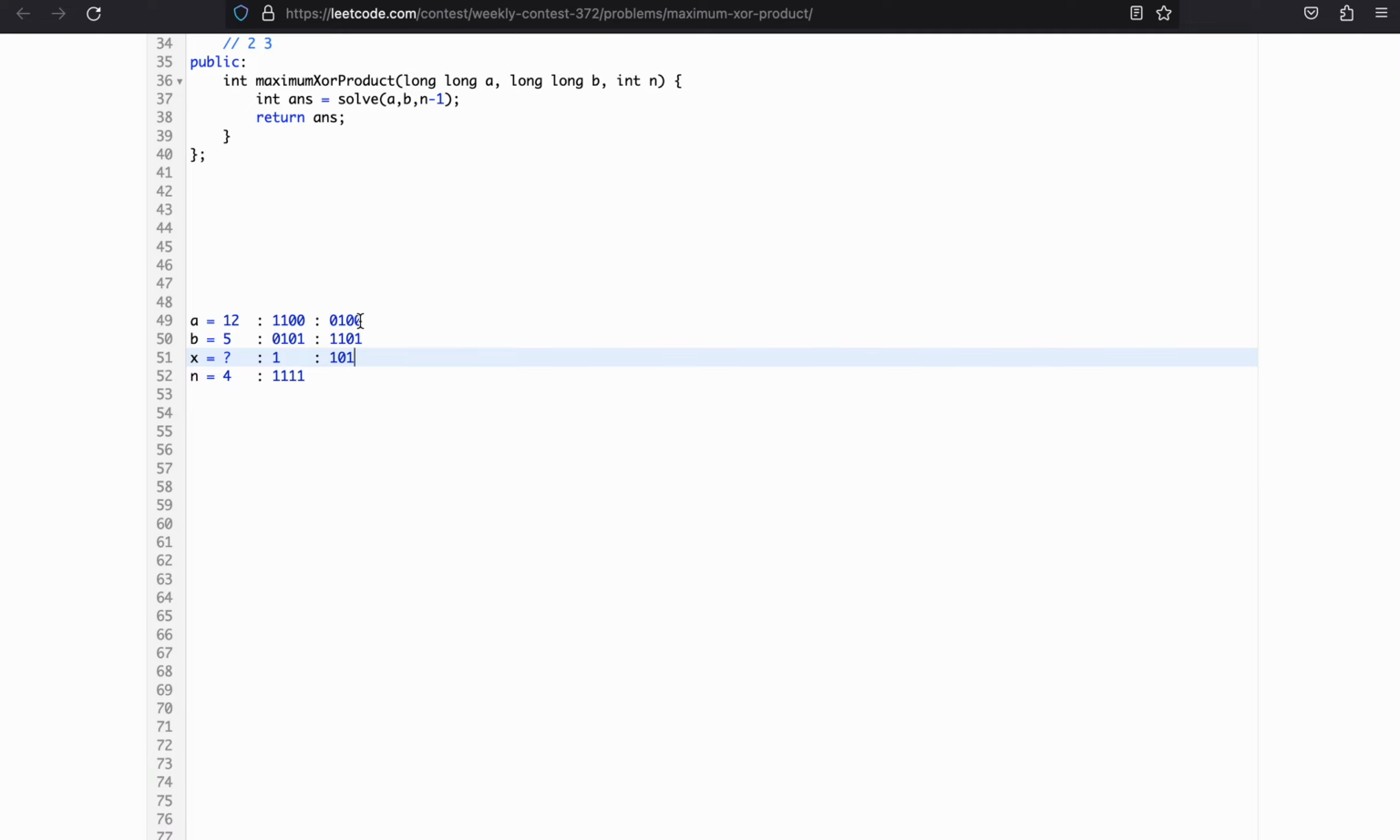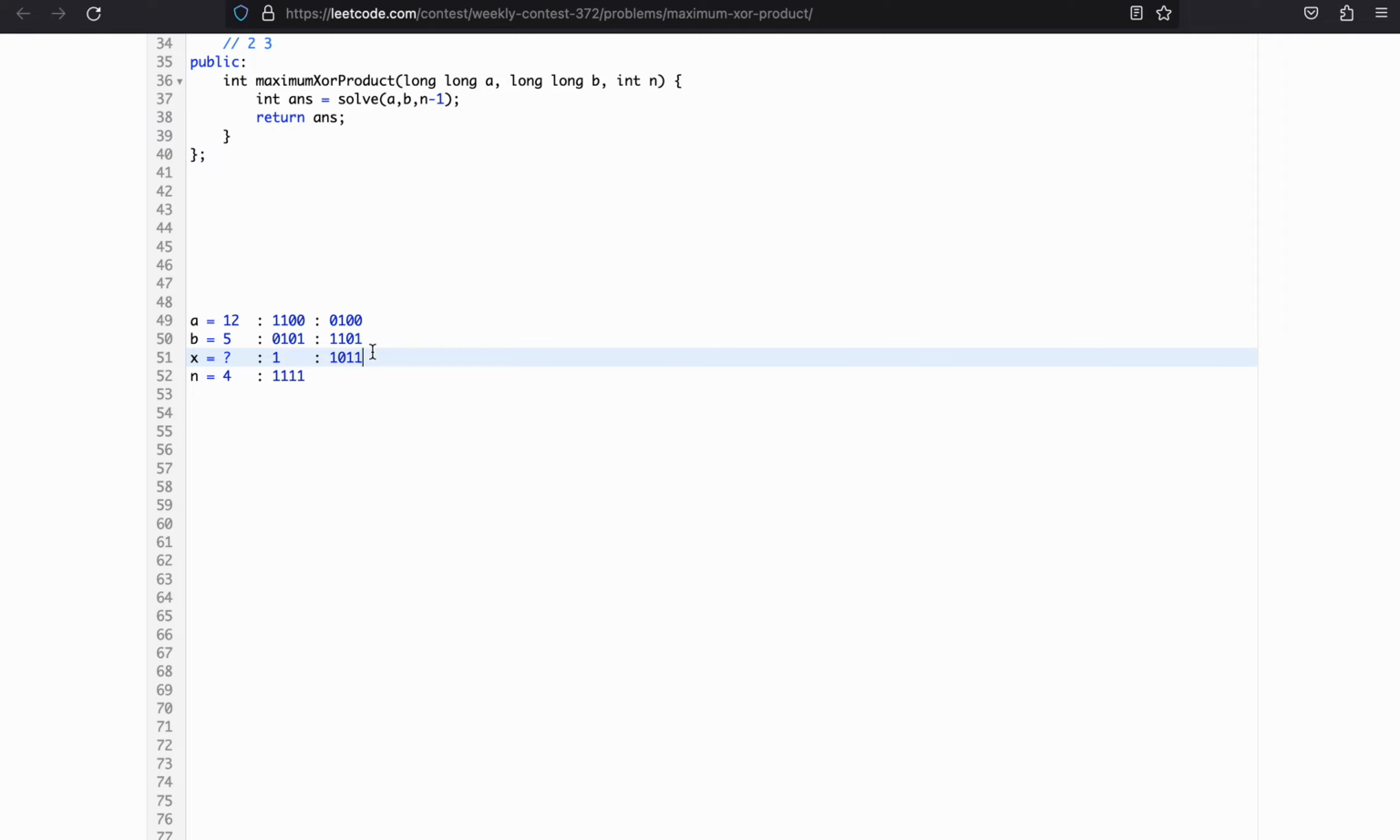And here the bits are different, so we check which one is the minimum. Here the minimum is a, that is 4. So we try to set that bit to 1, and this bit should be 0. So here we take the XOR bit with 1.